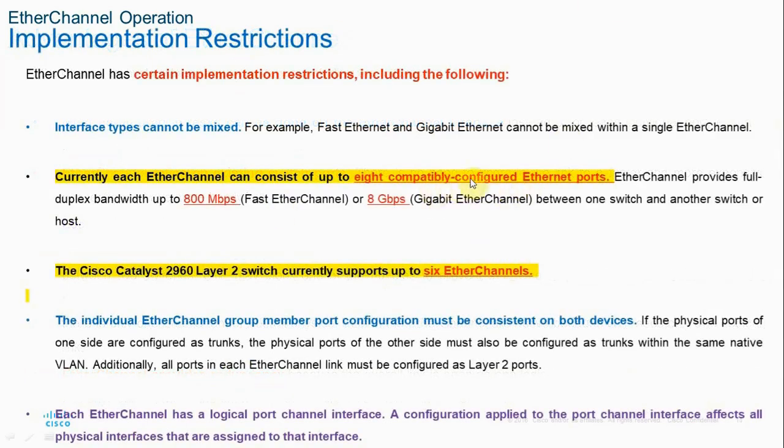And see, a maximum of 8 compatible configured Ethernet ports are allowed, and a total of 800 Mbps in Fast Ethernet. So if I am using Fast Ethernet ports, one cable is 100 Mbps, so 8 means 800 Mbps. If I use Gigabit Ethernet, one is 1 Gbps bandwidth. If I have 8 cables, that is 8 Gbps. And the Cisco 2960 switch supports only 6 EtherChannels.